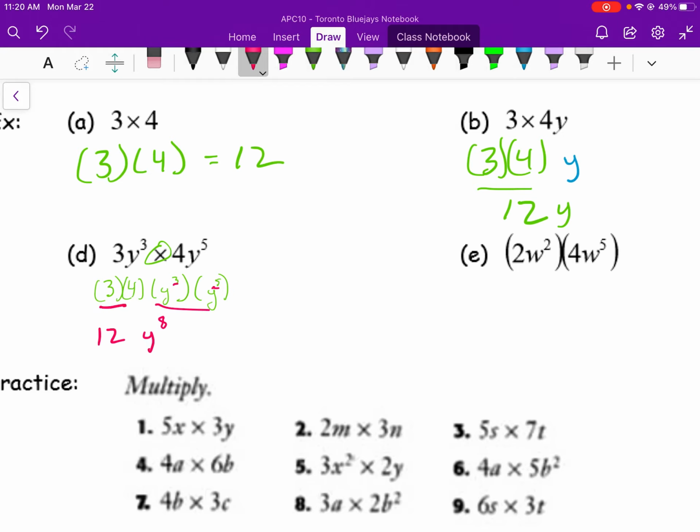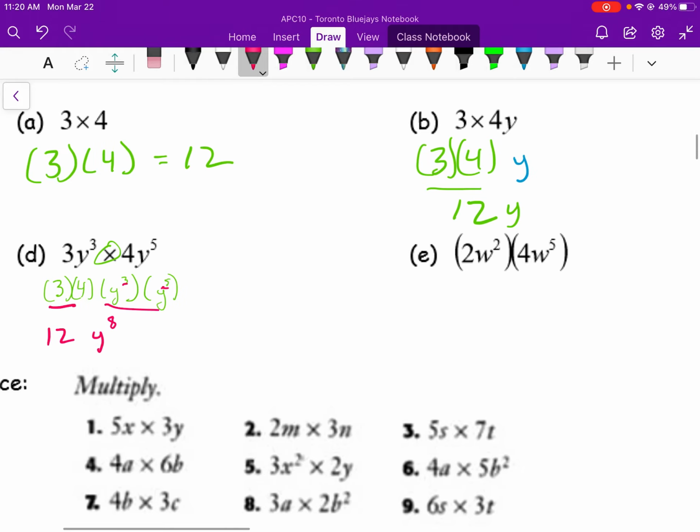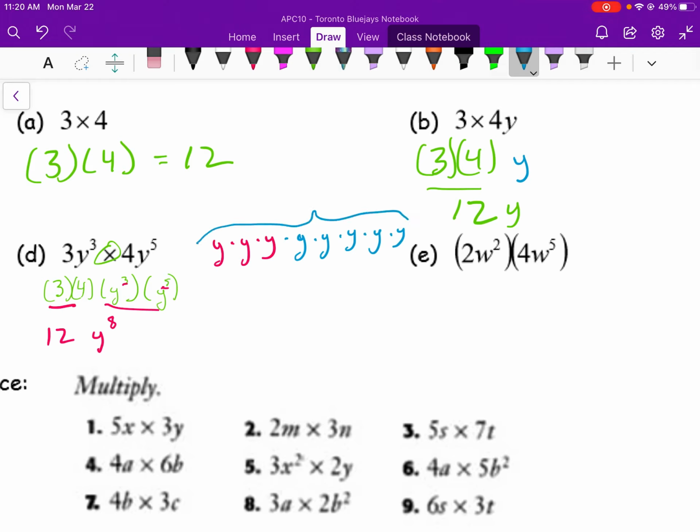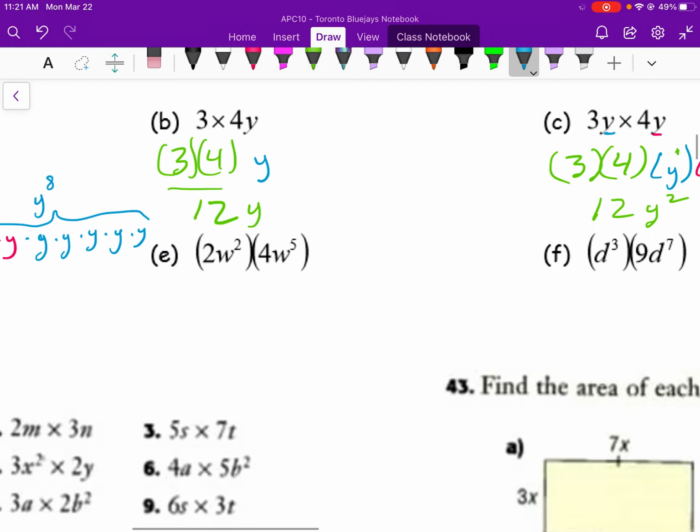Now, just for a refresher, give me 3 seconds here. Here's y to the power of 3. It's really shorthand for y times y times y. Now, y to the power of 5 just really means y times y times y times y times y. Is there any way that we could shorthand write this? Sure. It's y to the power of 8. That means that we have 8 factors of y being multiplied by itself. That's what it means. All right.